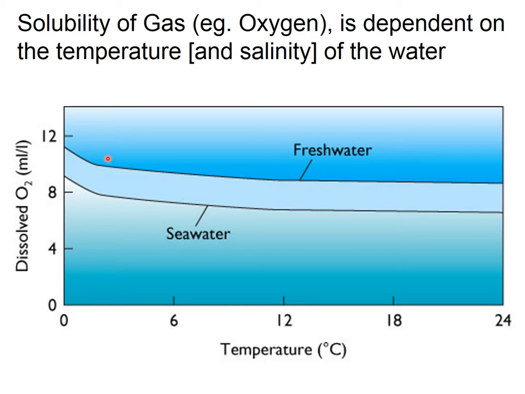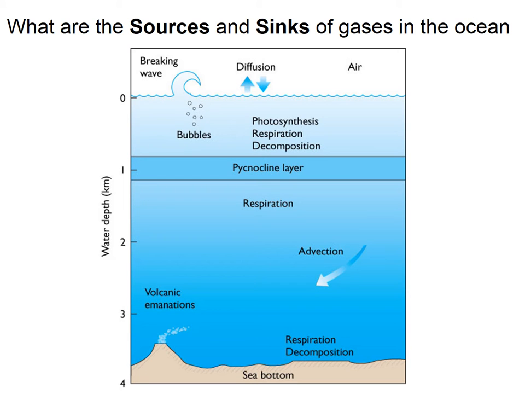Whereas the salinity looks like it has a similar magnitude of control, maybe 2 milliliters per liter, but of course the variation of salinity in the ocean is not the whole variation from freshwater to seawater. So the seawater salinity variations might take you only up and down by a very small amount in here. It's a small detail.